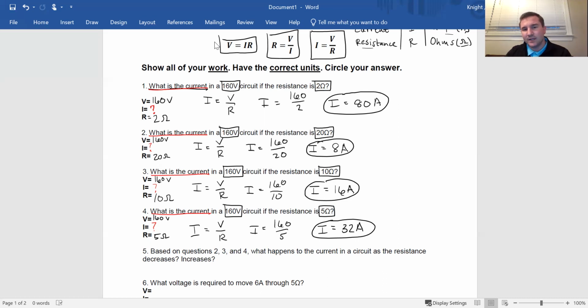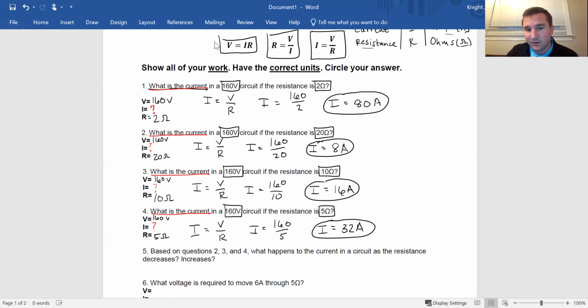If the voltage stays the same, how does the current change when we go from 2 ohms to 20 ohms to 10 ohms to 5 ohms? So we should notice a pattern here, especially as we go from 20 to 10 to 5, right? What's happening to the current as we go from 20 ohms of resistance to 10 ohm resistance to 5 ohms of resistance? Well, current goes from 8 to 16 to 32, right? It doubles, it doubles.